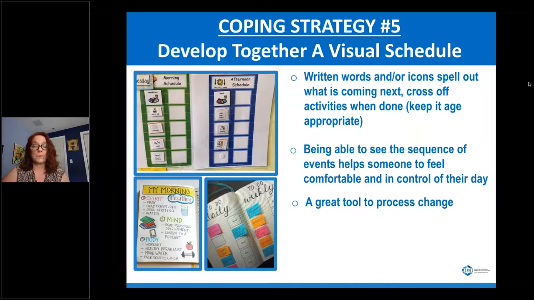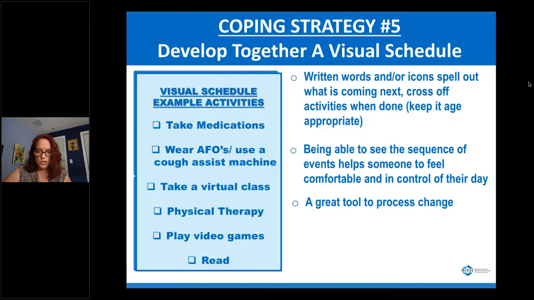It's a great tool to process change. And here I made an example of what you may be experiencing in the Duchenne muscular dystrophy community. So take medications, wear AFOs, or use a cough assist machine, maybe take a virtual class, physical therapy, play a video game, read. So just some suggestions, and you would create that in whatever works for you.